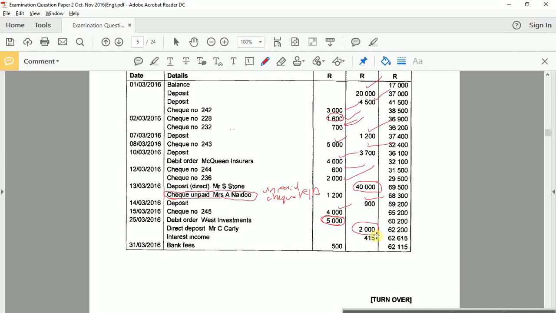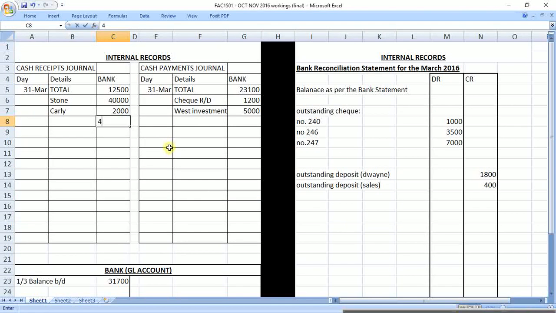Interest income. Whose books have it? The bank. Do our books have it? No. Adjust. Receipt or payment? It's receipts. Okay, you okay? Still alright? So 415 is going to go there. What is it for? Interest income. That's it.